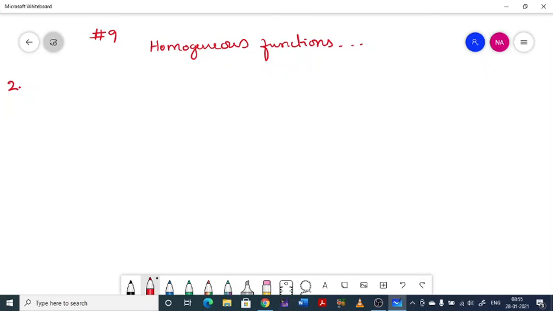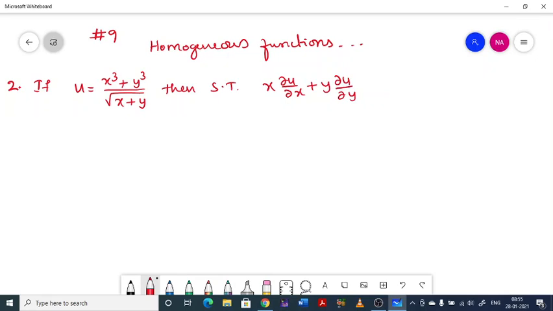This problem says, if u equals x cube plus y cube divided by square root of x plus y, then show that x into dou u by dou x plus y into dou u by dou y equals 5 by 2 times u.